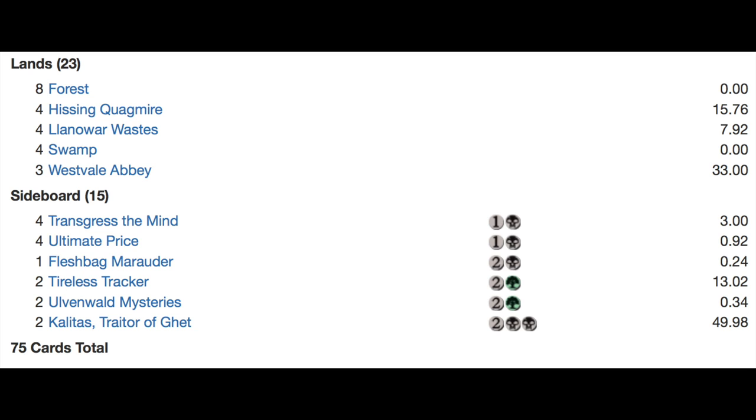Sideboard is a very interesting sideboard. You have a playset of Transgress the Mind. Did not see this card being good, but apparently every pro is playing it now. Four Ultimate Price, which is very good. Fleshbag, one of them. Tireless Tracker, Ulvenwald Mystery, and then two Kalitas.